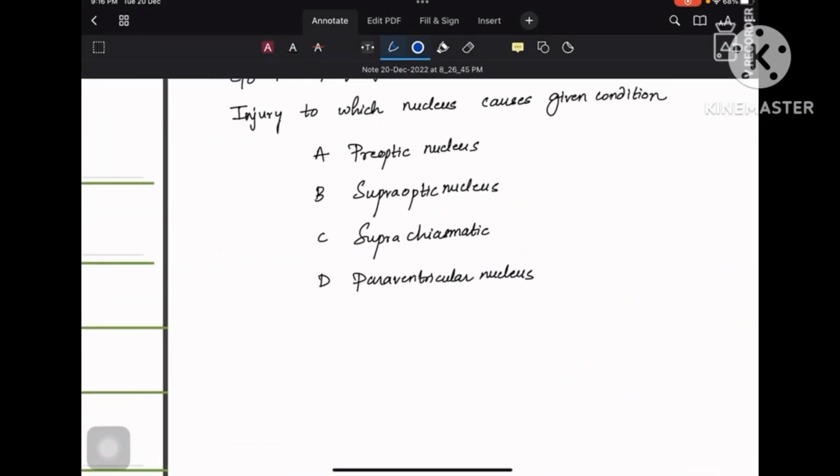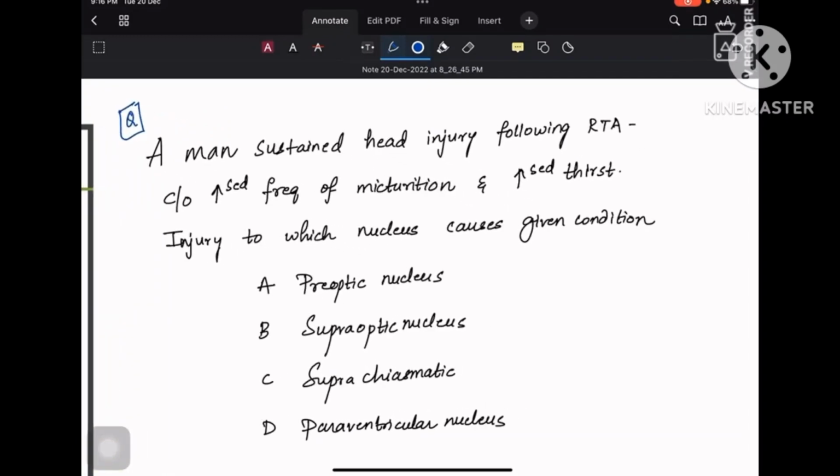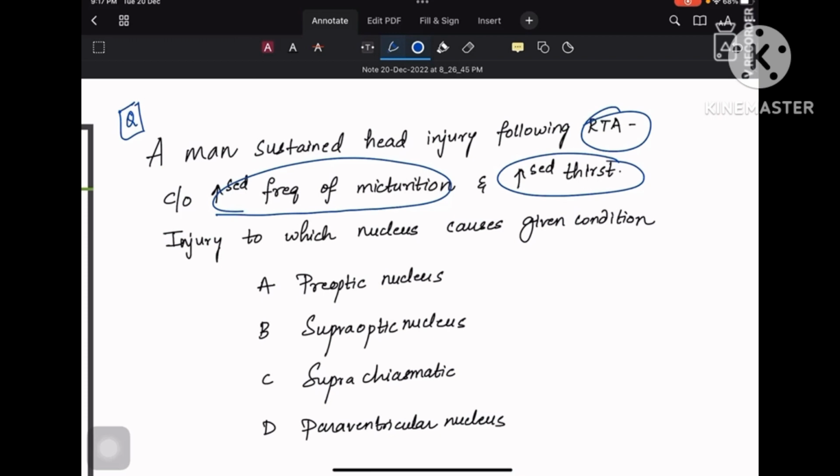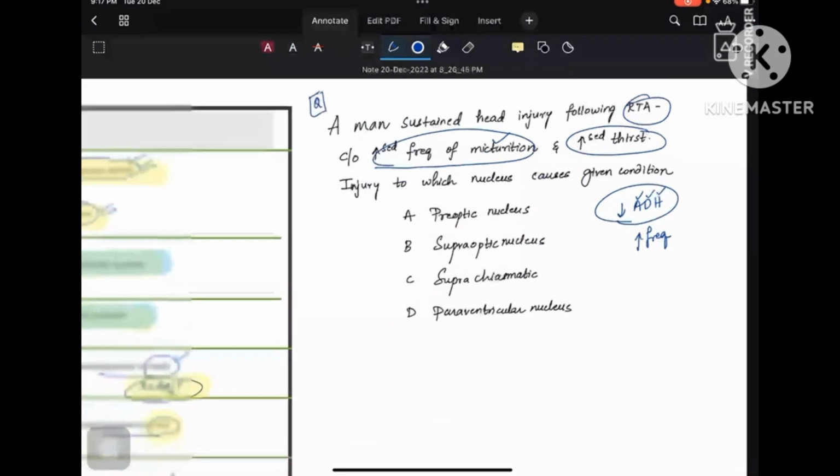So here is the question, which was displayed in the beginning of the video. So a man sustained head injury following RTA, and that is road traffic accident, and he complains of increased frequency of micturition and increased thirst. Injury to which of the nucleus causes the given condition, right? So increased frequency of micturition. So here itself we can tell that there is a decrease in the ADH, right? So what does an antidiuretic hormone does? It prevents the diuresis. That means it prevents over urination. So antidiuretic hormone, when it is less, there will be increased frequency of micturition and increased thirst.